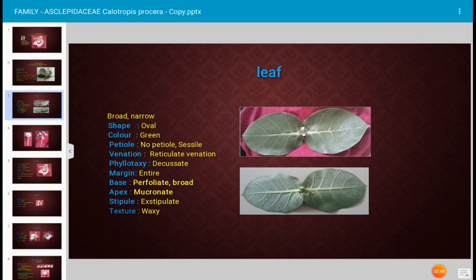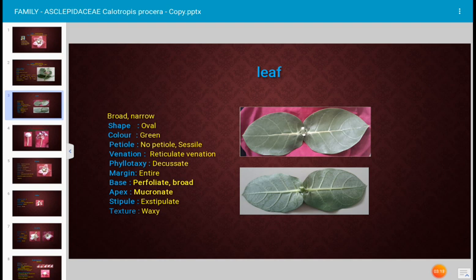Margin of the leaf is entire. And see in the photograph, the base of the leaf is broad. A broad leaf base in taxonomy is described as perfoliate leaf base. And apex of the leaf is mucronate. The leaf is broad up to the end, but at the apex it is pointed. Such a leaf apex is described as mucronate.